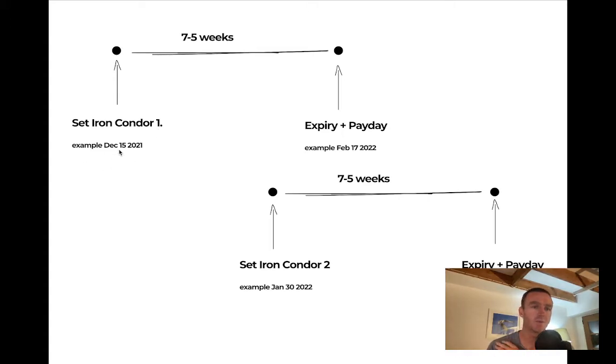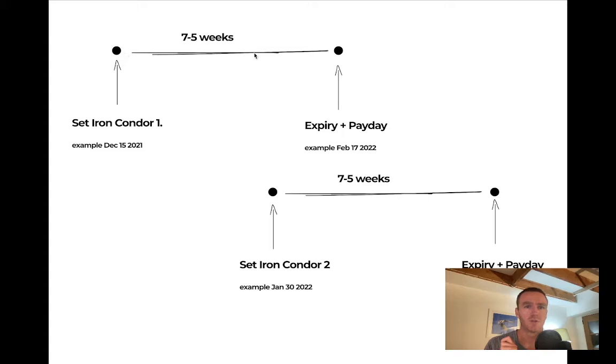So for example, that might be set on the 15th of December 2021. The idea is that there's a 7 to 5 week time window before that condor expires. So expiry and effectively total payday comes 7 to 5 weeks later if they go all the way to expiry.